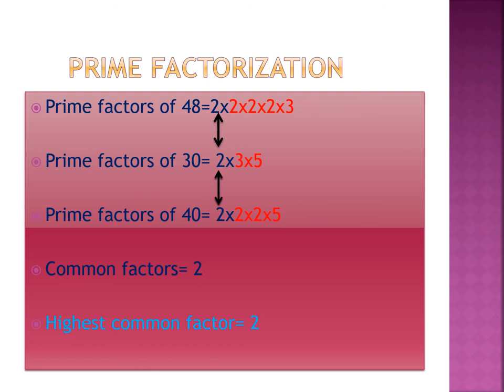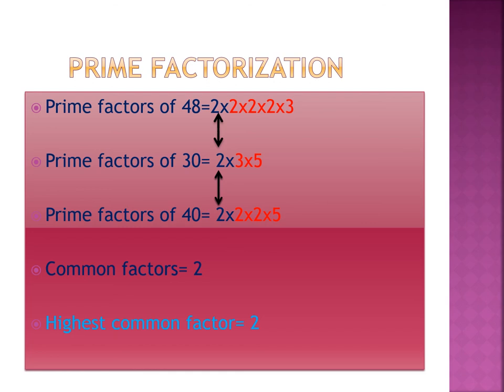Now, prime factors of 48 equals 2 multiply 2 multiply 2 multiply 2 and multiply 3. Again, we have to write down the prime factors of 30 because we are arranging the prime factors of all three numbers. That is our question. 2 multiply 3 multiply 5. Next, prime factors of 40 equals 2 multiply 2 multiply 2 and multiply 5. Now, recall the next step. Yes, you have to identify the common factors.